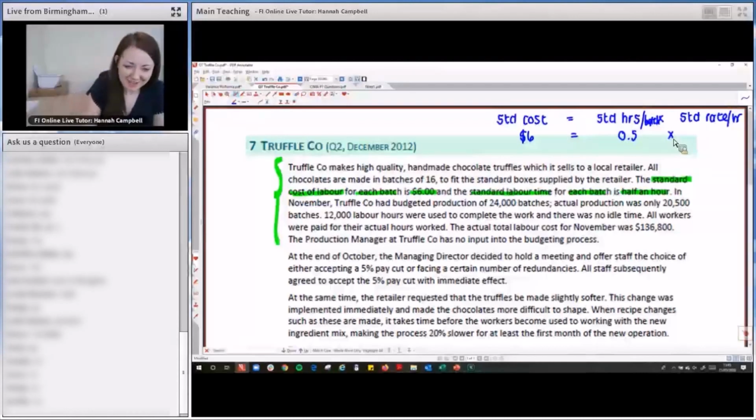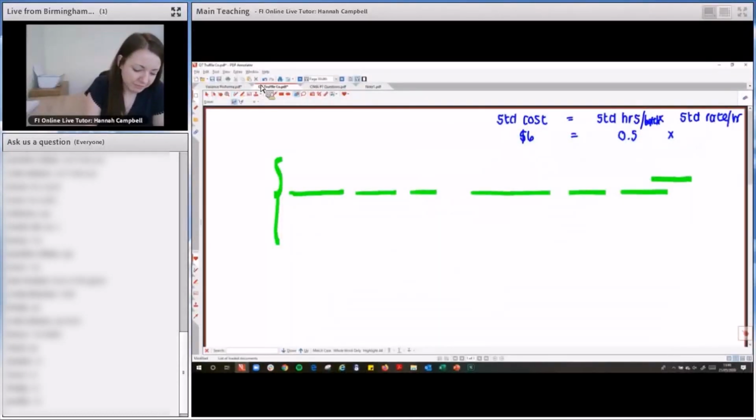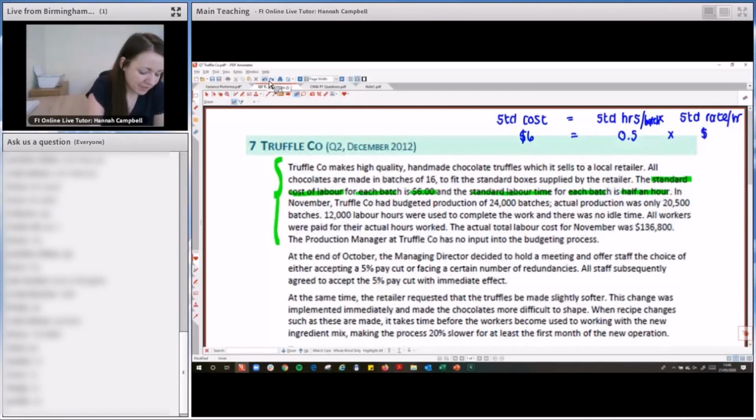Absolutely fantastic. Well done, Quaddus. I think you were the first one there. So, oh, I've put dollars. It's not dollars, is it? Oh, it is. Has it gone? There we go.